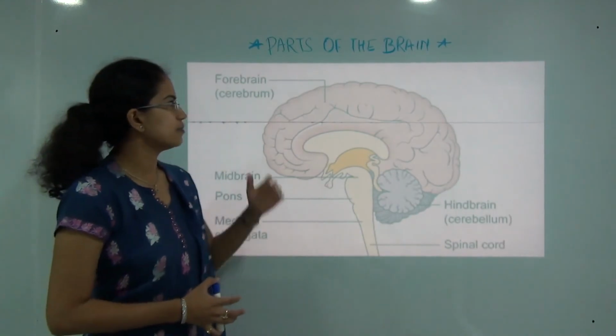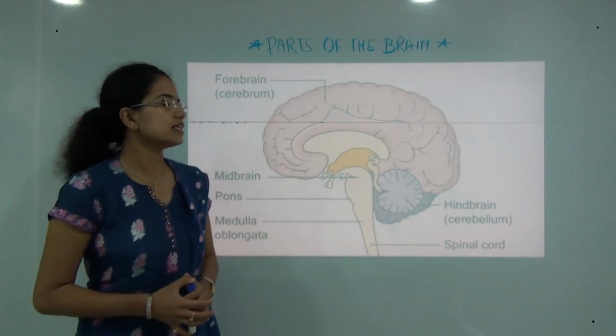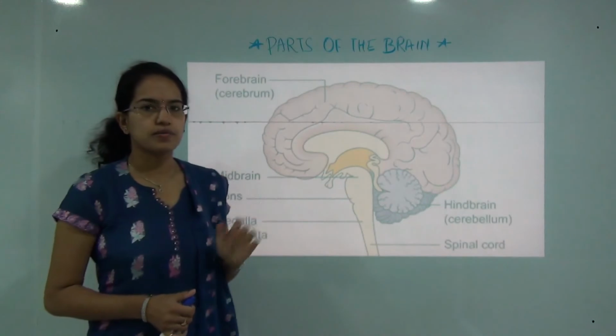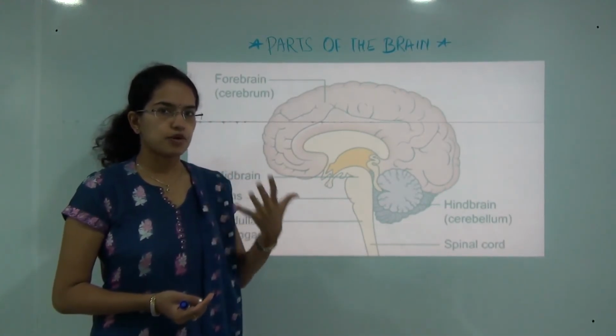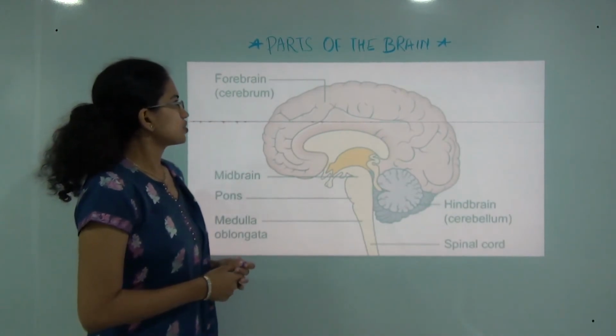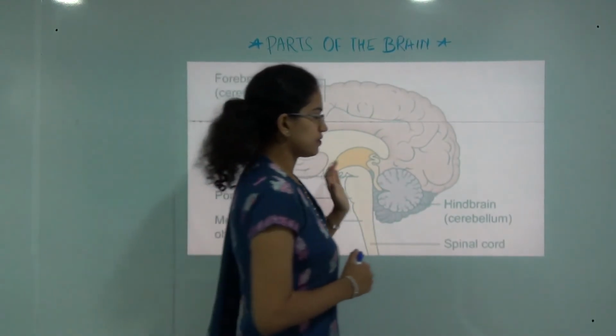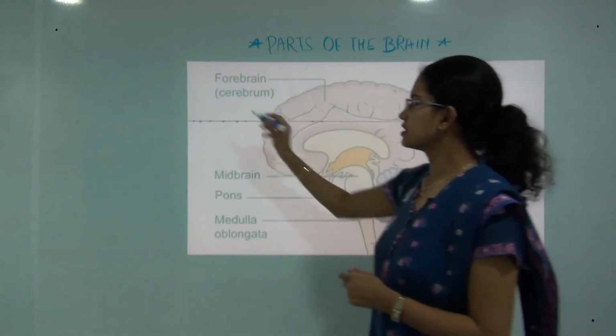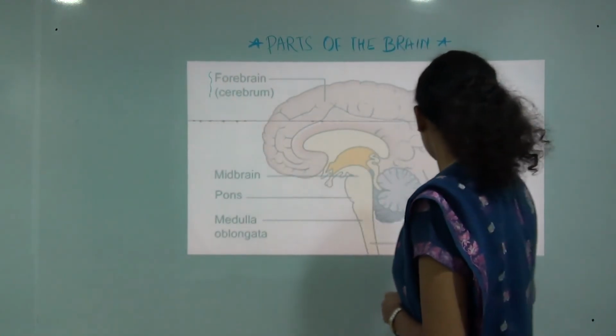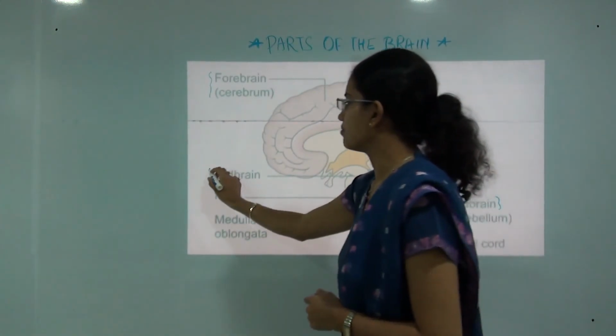Today we will be talking about the various parts of the brain. In the previous class, we have already talked about the development of the human brain, the development from the embryonic stages. So today we will be discussing the classification of the brain. As we know, there are three basic parts. We classify it as forebrain, hindbrain, and midbrain.